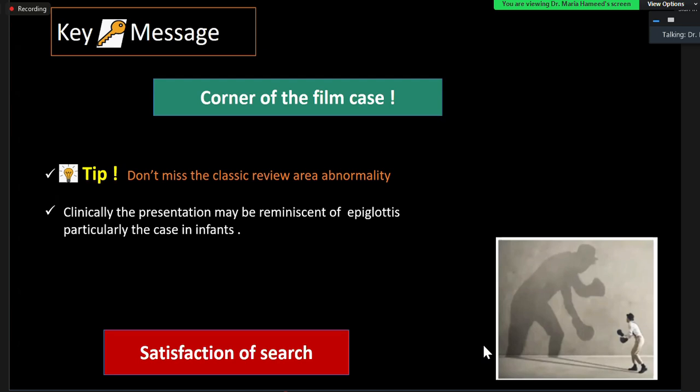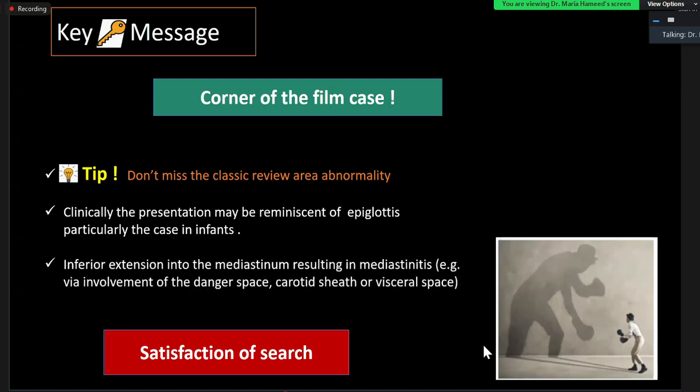Like you need to check for the ear, the nose, the paranasal sinuses, an infection lying somewhere else. That can be the basic reason for the infection happening in the retropharyngeal space. And always be aware of this dangerous space, because via the dangerous space, it can extend up to the superior mediastinum. So it's an emergency which should never be missed.